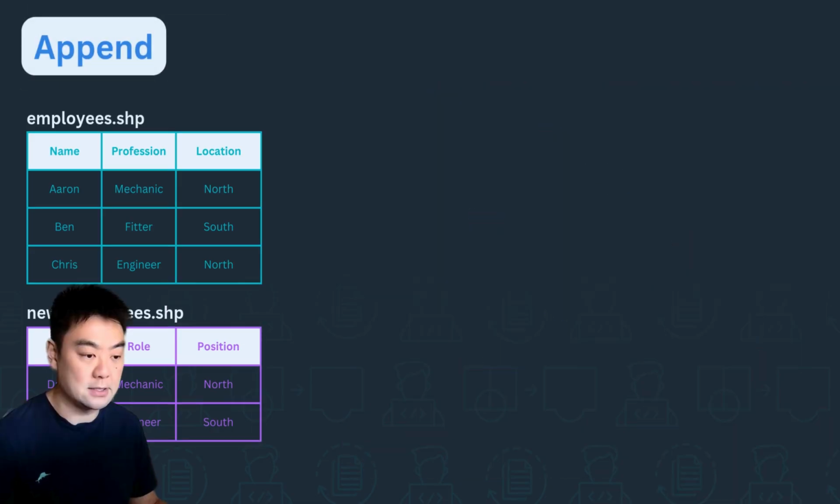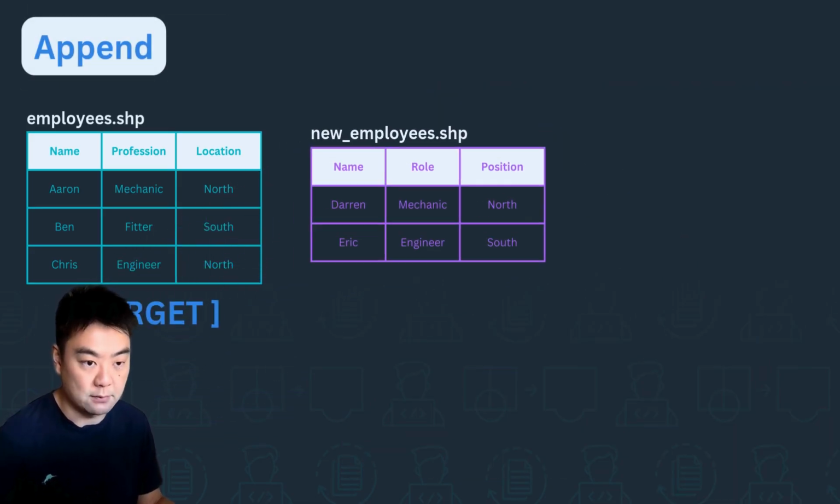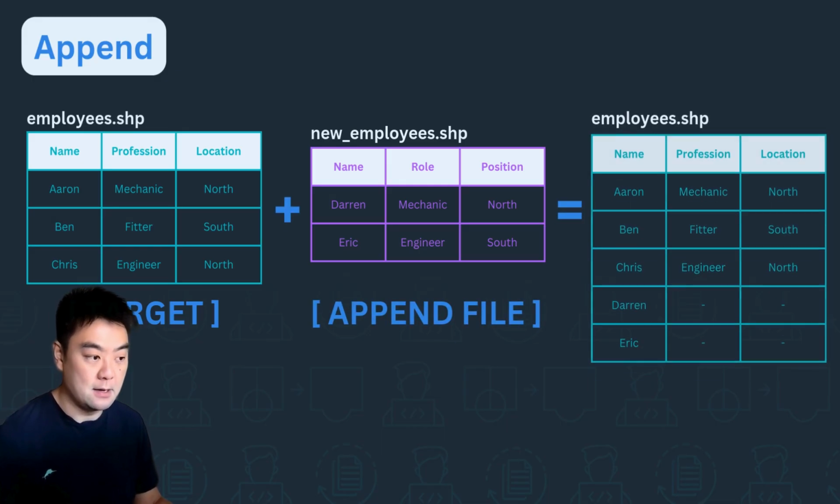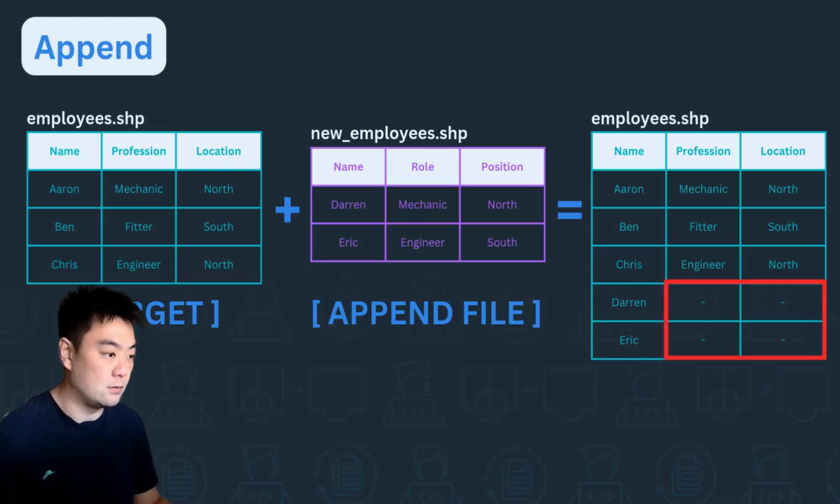So if we ran this through the append tool, our target will once again be the employees shapefile, and our append file will be the new employees shapefile. But this time, if we run the append, we're going to be missing a couple of records. We can see the name has populated in the resulting employees shapefile, but we're now missing the profession and location columns, data values, right, from the new employees that have been added to the employees shapefile. And the reason for that is because the append only accepts the schema or the column names of the original target file, and anything that doesn't match will not be added.